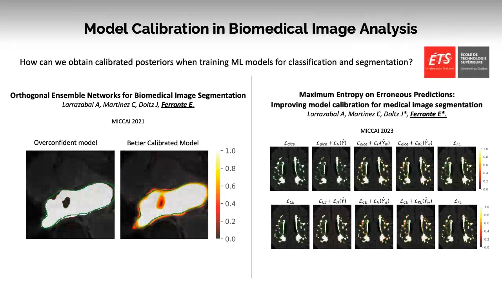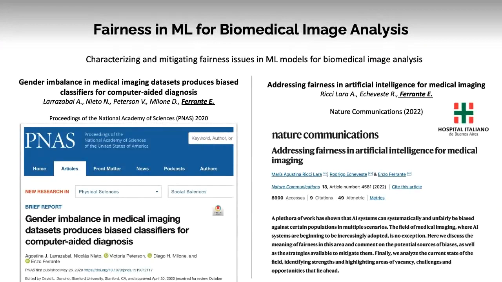Model calibration is another important aspect that I didn't cover. That is basically how can we get calibrated posteriors from our model? These models produce values between 0 and 1. But can we really trust these values to really be a probability of having a certain disease? Well, usually the models that we produce have really bad calibration, in the sense that the accuracy does not really correlate with the value that we are outputting there. So how can we improve that in the context of segmentation? Fairness, I already talked about that.